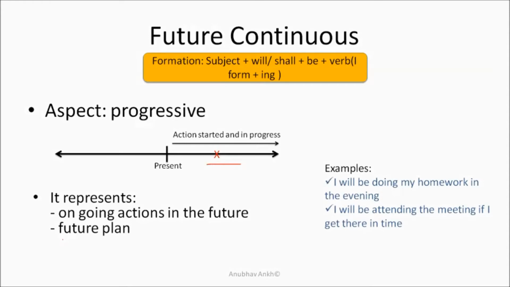Let's see the examples. I will be doing my homework in the evening. It is a future plan and a progressive action of the future too. It is going to be continually happening, progressively happening in the future. In the evening, I will be doing my homework, the work in progress. I will be attending the meeting if I get there in time. This is perfectly a future plan. Clear? I will be attending the meeting if I get there in time. Clear?